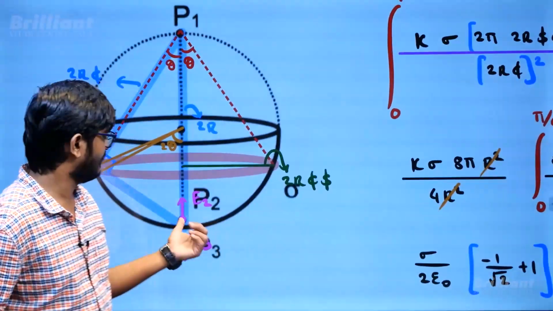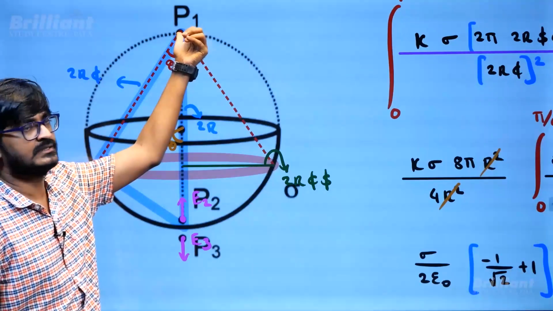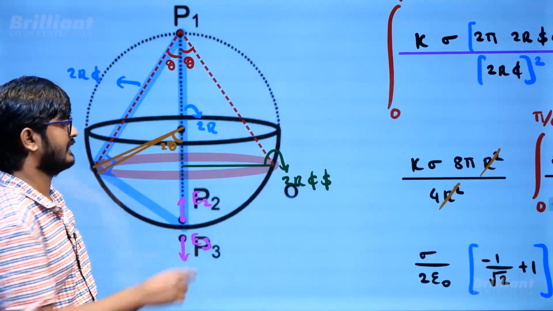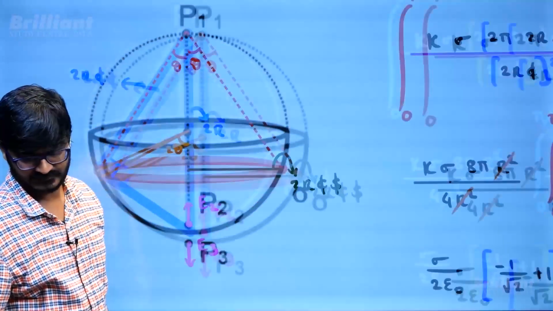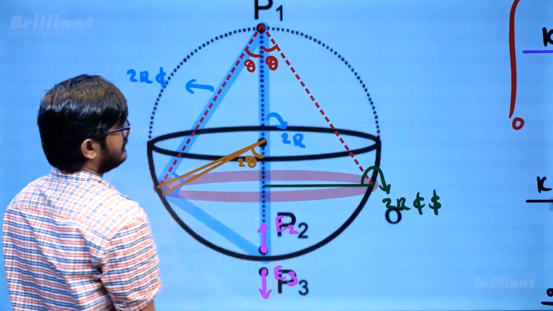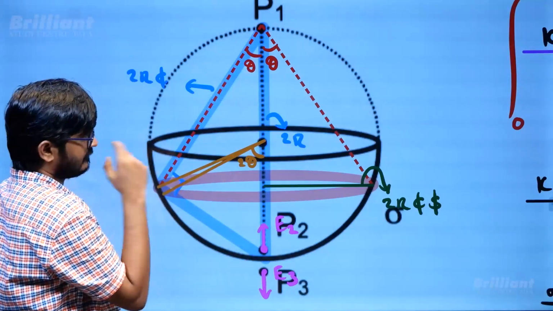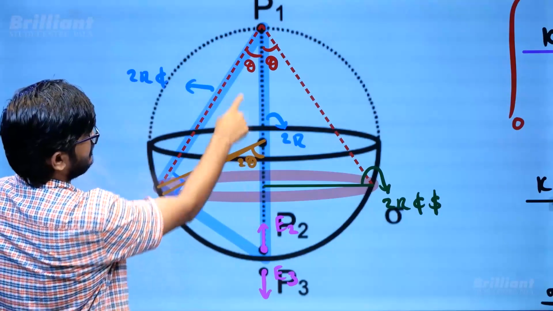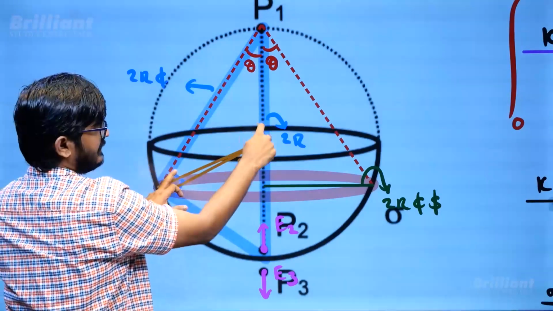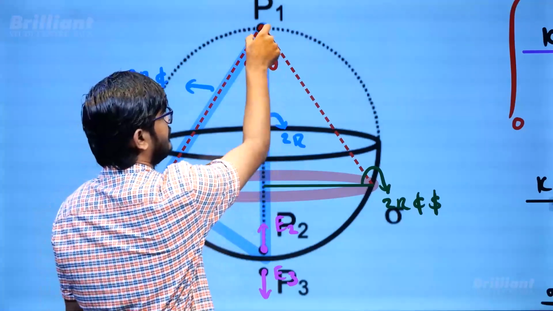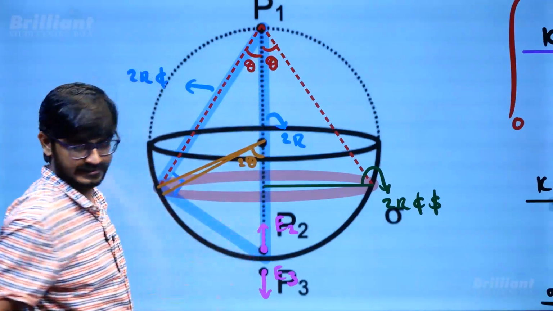I know the field at this point and this point are the same. So what I can do is try to find the field here. That's what I did. I have taken a ring which is making an angle theta and theta here. So if this is theta and theta, then you can easily calculate this is going to be 2 theta, right? This is theta, this is theta, so this is 180 minus 2 theta, this is going to be 2 theta. So I have taken a ring and I have found the field here, and I try to integrate it.